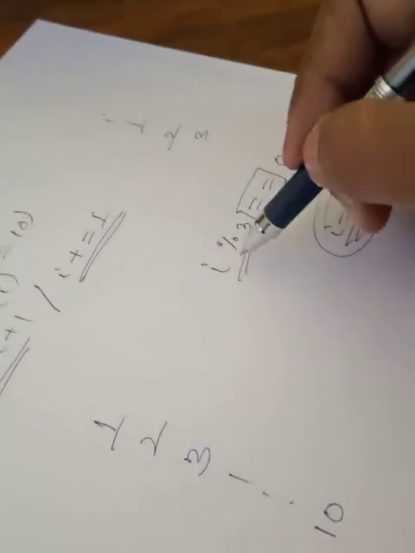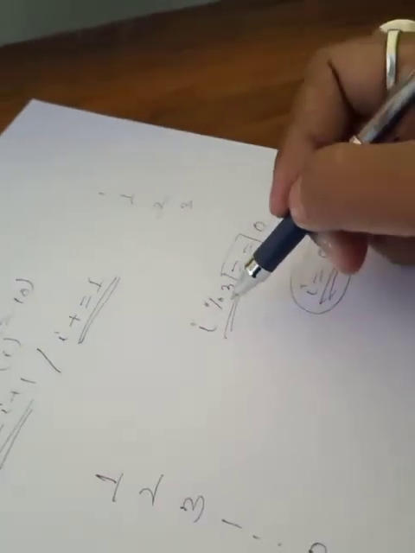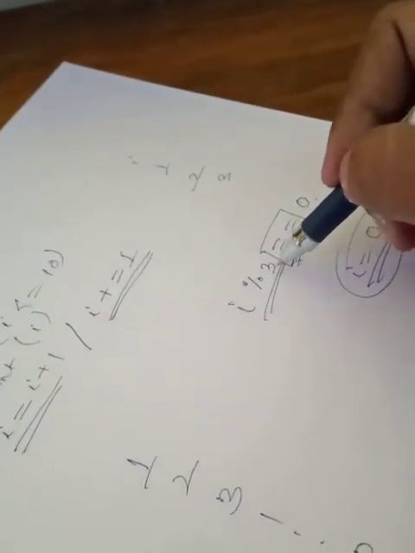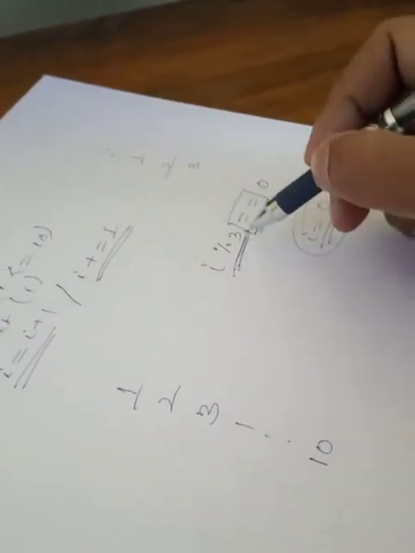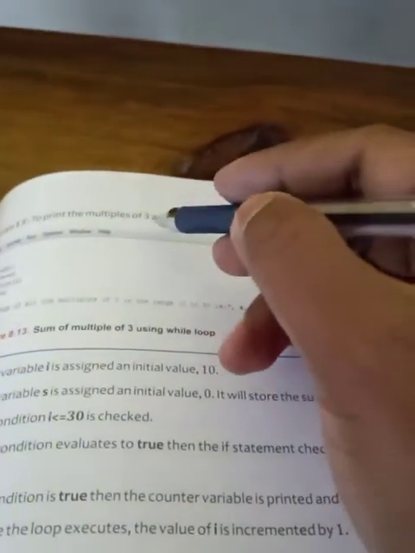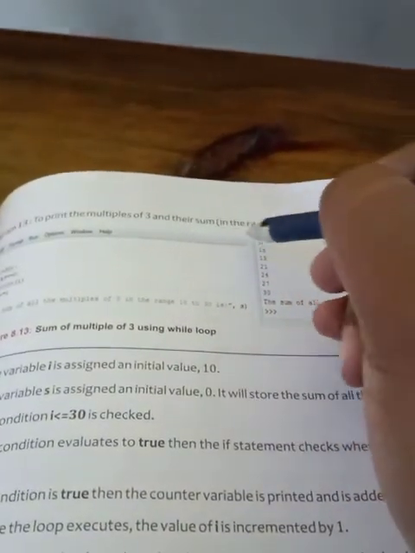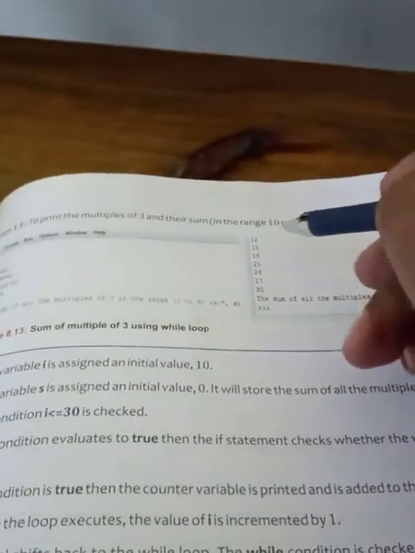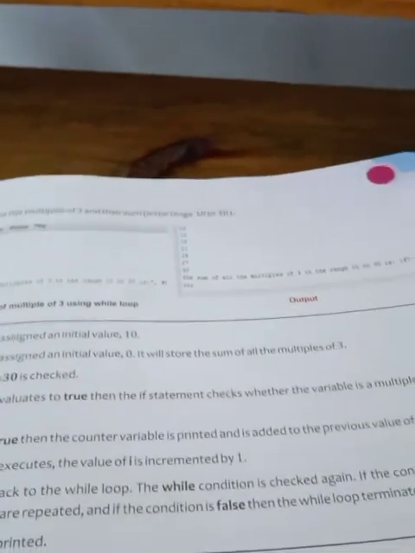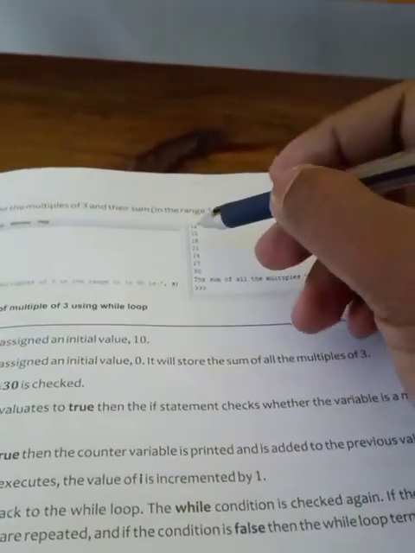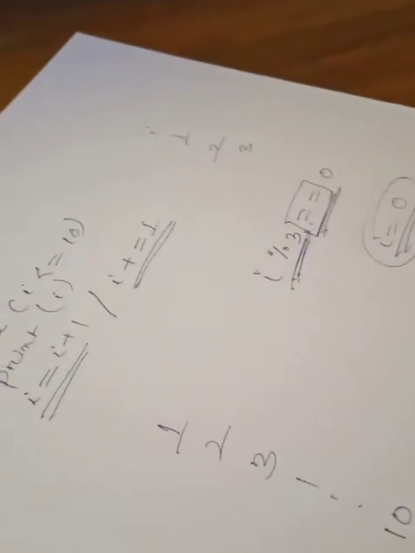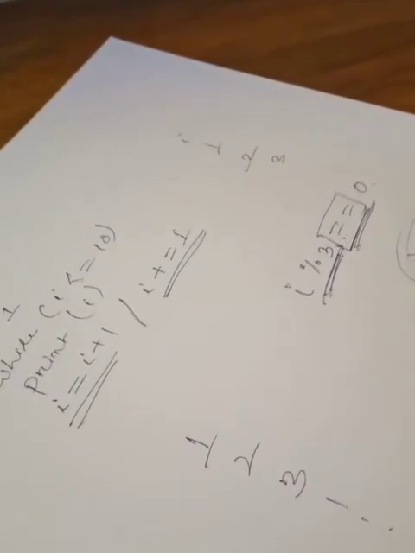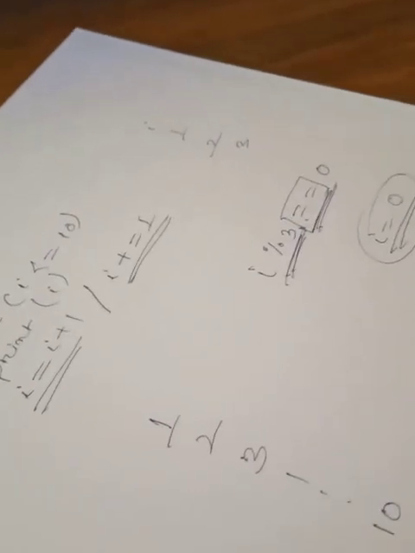So while if I ampersand 3 is equal to 0, that means what? If the remainder of this becomes 0, because what they have told is to print the multiples of 3 and their sum. Multiple of 3 means it should be 3 into something, and in between the range of 10 to 30.